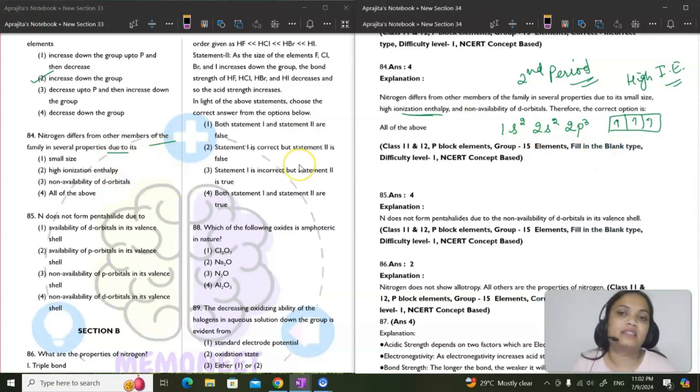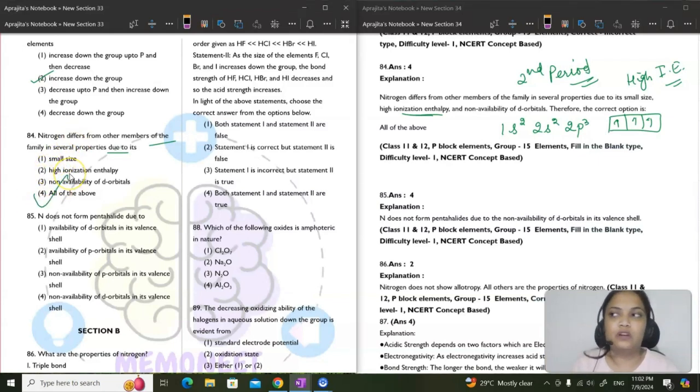And yes, it has non-availability of d orbitals because second period elements don't have d orbitals. So because of non-availability of d orbitals, now below nitrogen we have phosphorus which has empty d orbitals in it. So it means all of the statements are true. Okay.